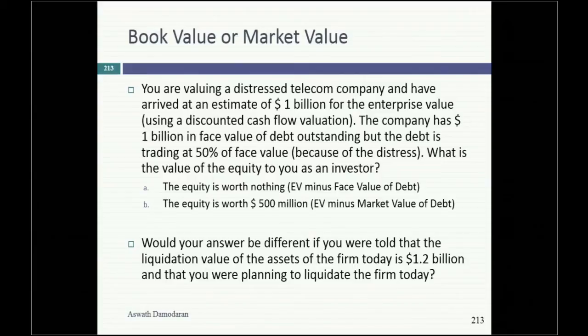And let me load the dice here. This company has $1 billion in book value debt. But because the company is distressed, that debt is trading at half of book value. So when you did cost of capital, that's what you used as your debt, the $500 million. So now I say, what do I subtract out to get to my value of equity? There are two possible answers, and this is why it's going to matter.